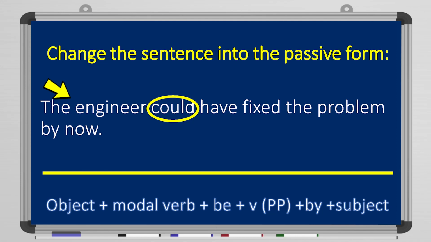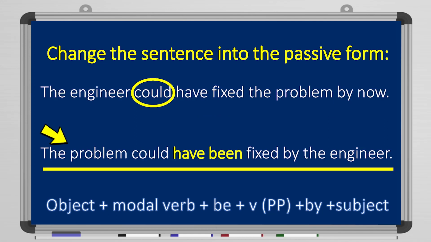If the modal verb is present, the equation is really easy because you simply just have to fill it in. The engineer could have fixed. So what do we write? The problem could have been fixed. See, we look at the verb. The tense of the verb is really important. We simply write it down. The problem could have been fixed by the engineer.